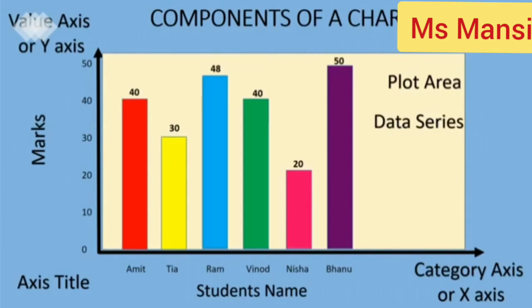Next, here you can see Amit is a red color and Tia is a yellow color. How can you see the column used in chart? This is a column chart. Clear? In data series we can include multiple data series in a chart.